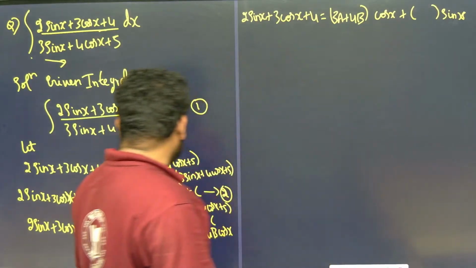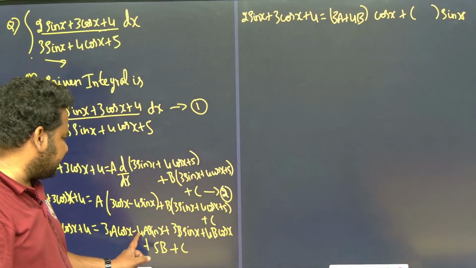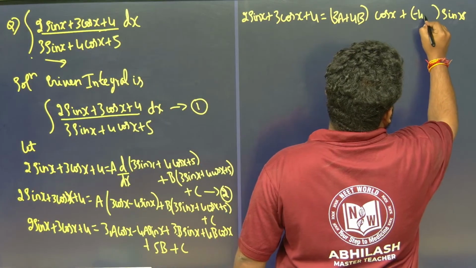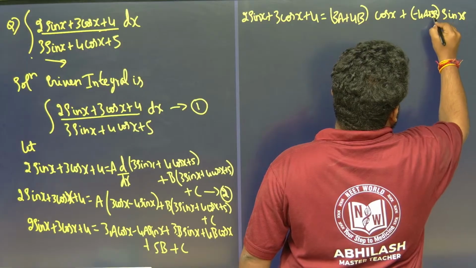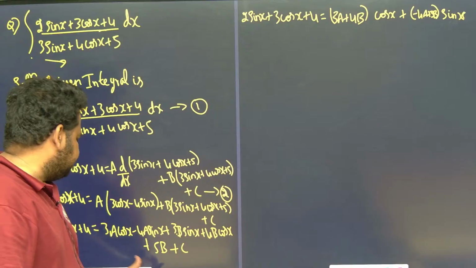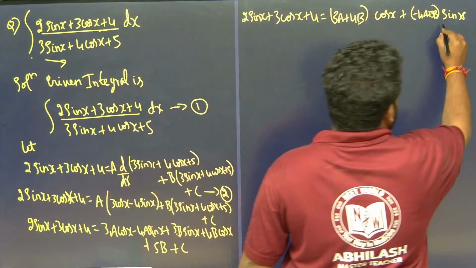Now what about sin x? What is the coefficient? Minus 4a plus 3b. Okay, what is left? We are having 5b plus c. The remaining constants are plus 5b plus c.